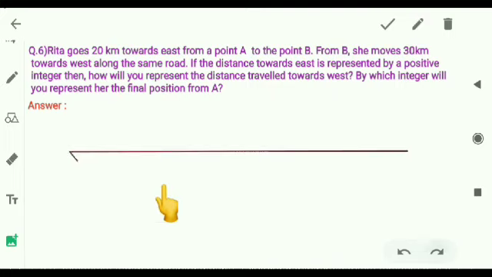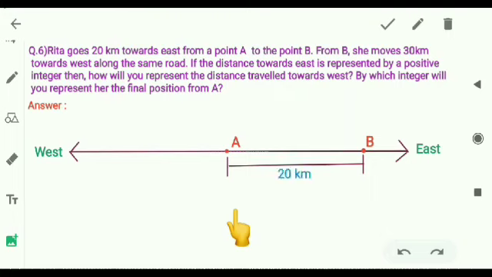First draw the real line. Suppose this is the real line. Consider point A as the center of this real line. Here consider this side is the east, this side is the west, and point A is the center of this real line. Consider point B. The first sentence is: Rita goes 20 kilometers towards the east from point A to point B. This is the east side, so obviously point B is here. So the distance from A to B is 20 kilometers.